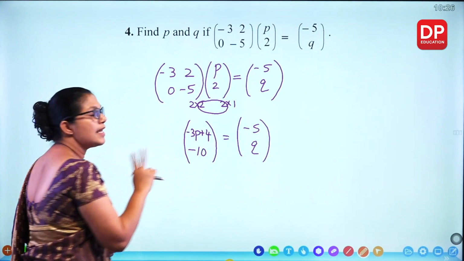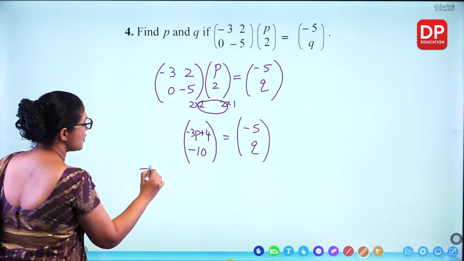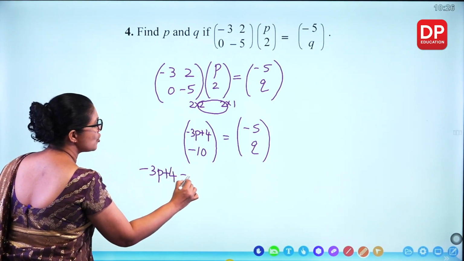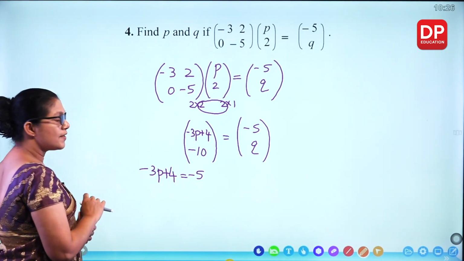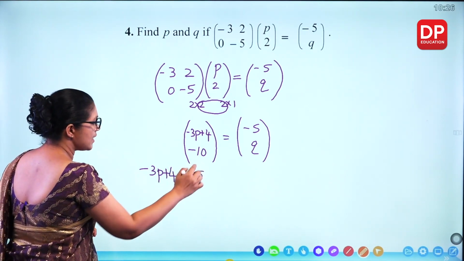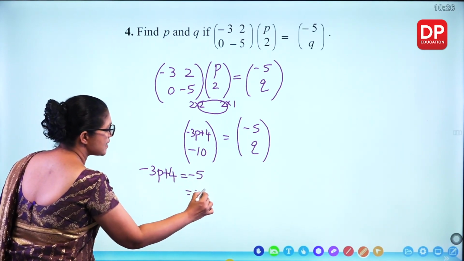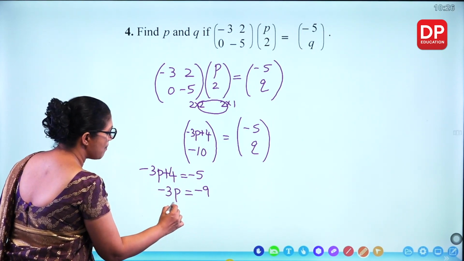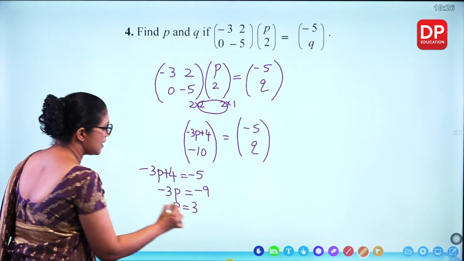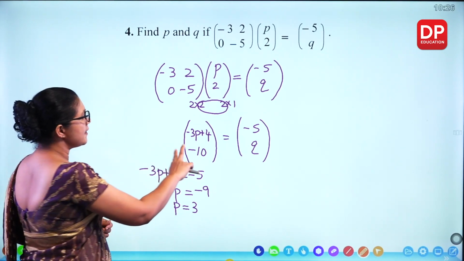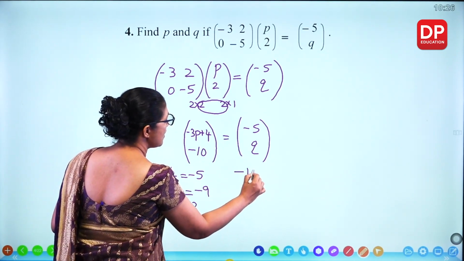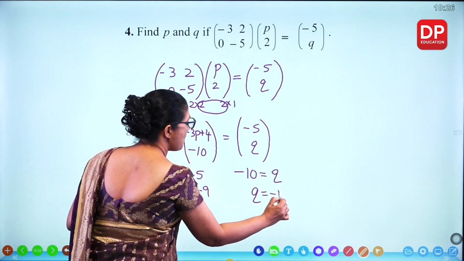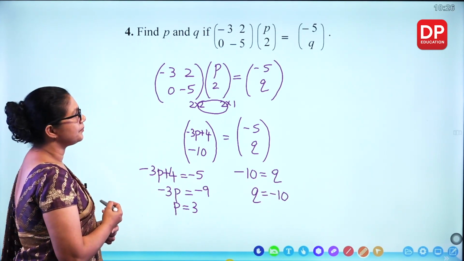You can equate. So first one you can do minus 3p plus 4 is equal to minus 5. Solve this equation. Take 4 to the other side. You get minus 9 is equal to minus 3p. Divide by minus 3. You get 3. Other one straight away I can equate minus 10 equals q. So q equals minus 10.